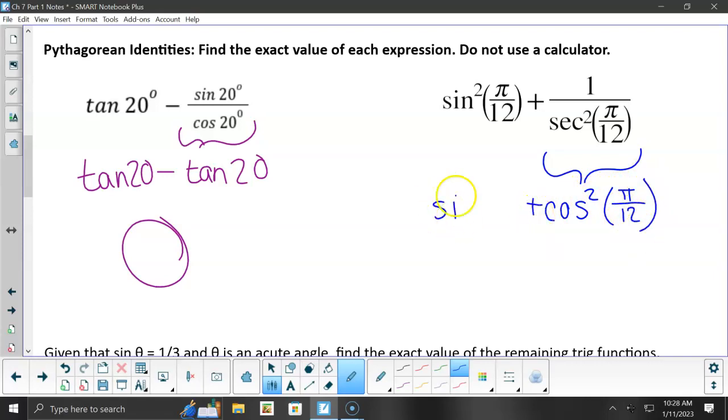What is sine squared plus cosine squared? 1. All right, doesn't matter, they're the same theta. If you add them together, you end up getting 1.